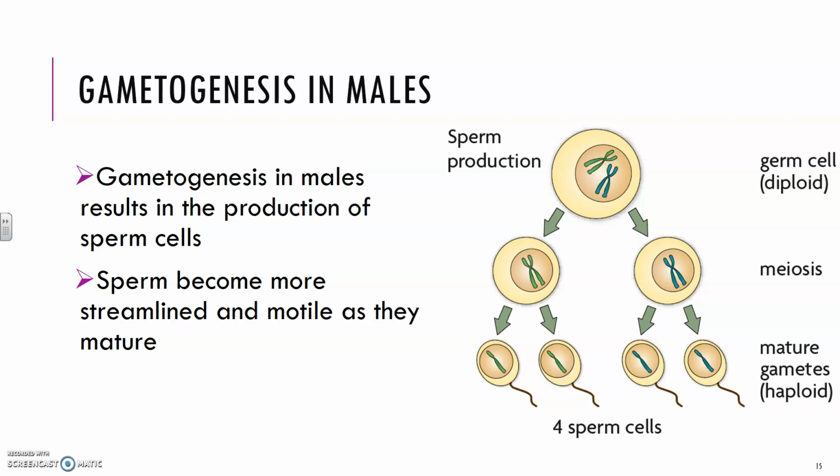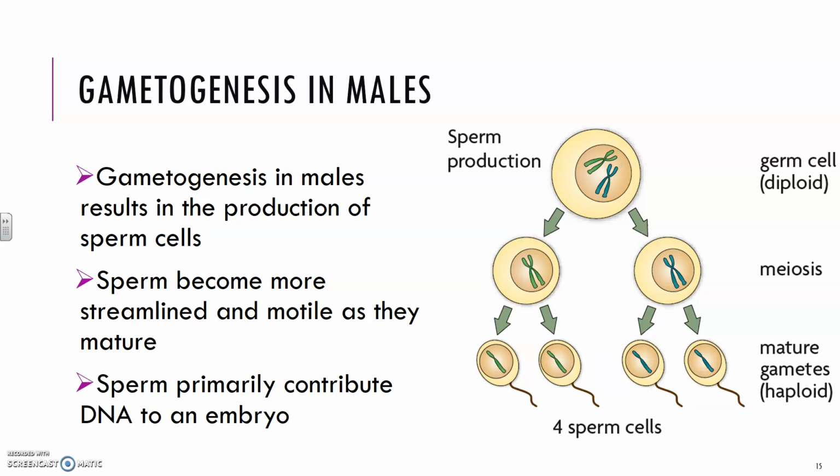So with sperm, it's a relatively simple process. Going through a single germ cell division of meiosis, the two stages of meiosis, you're going to get 4 sperm cells that are all going to be roughly the same size. Sperm primarily contribute just DNA to an embryo. There's not a whole lot else there. There might be a couple organelles hanging out in the sperm cell, but most likely it's just the nucleus and a little bitty bit of cytoplasm.